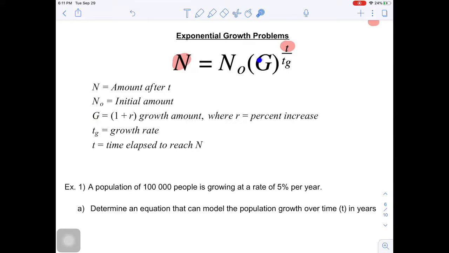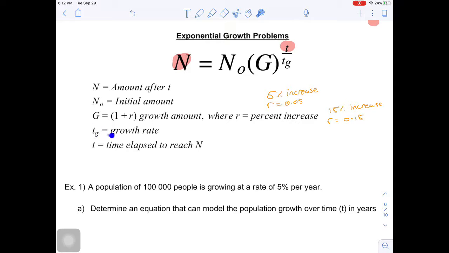Then we have g, which is our growth amount, and our growth amount is related to our percent increase. Sometimes you see this g represented as 1 plus r, and r is the percent increase. So if you have a 5% increase, that means r will equal 0.05. If you have a 15% increase, that means you have an r of 0.15. Remember, anytime you're working with percent, it has to be represented as a decimal.